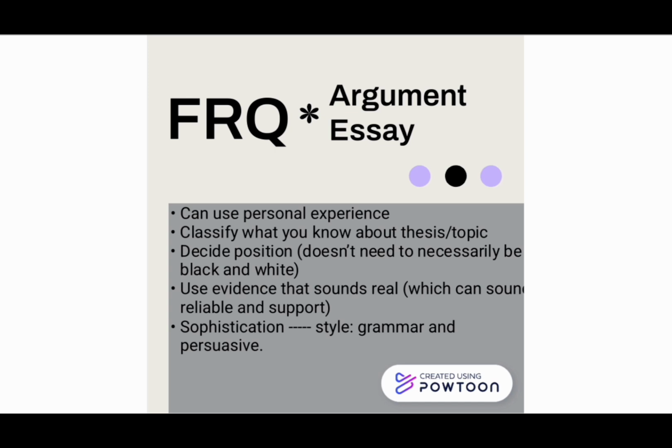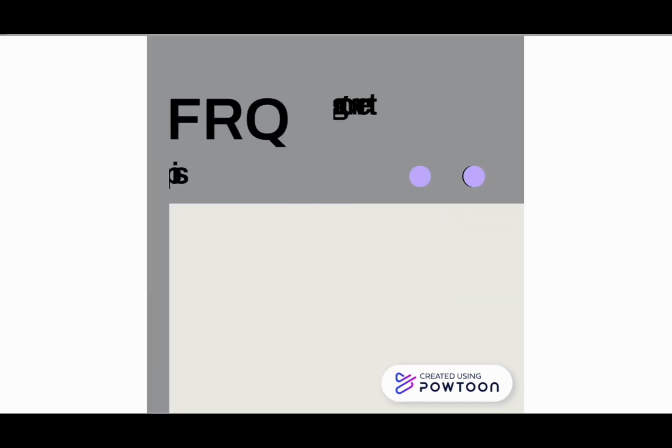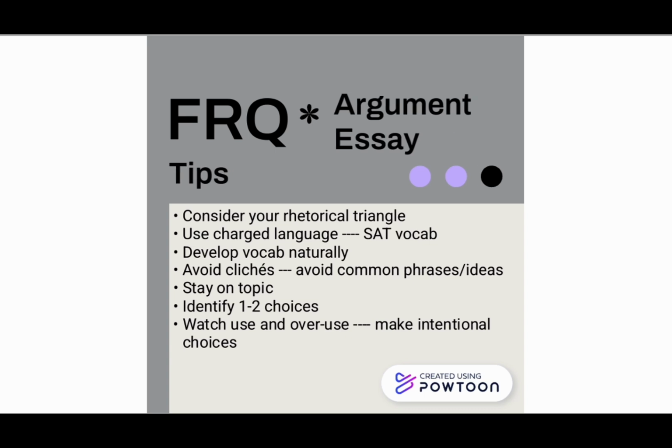Use evidence that sounds real, which can sound reliable and support your thesis. Sophistication points is the style, grammar, and persuasive tone you effectively use. Here are the main tips for your argument essay. Consider your rhetorical triangle. Use charged language like SAT vocab. Develop vocab naturally. Avoid cliches.